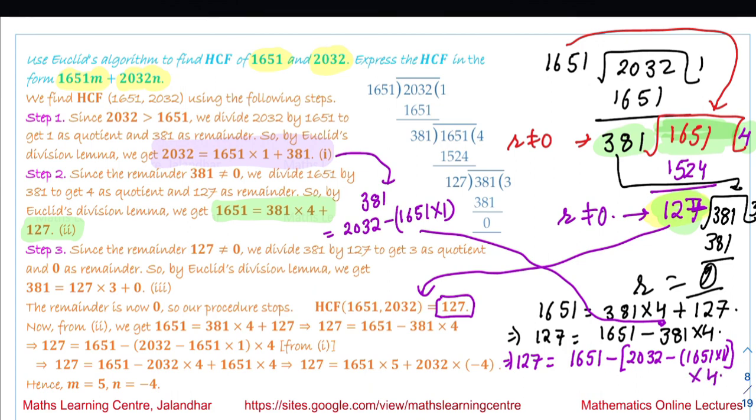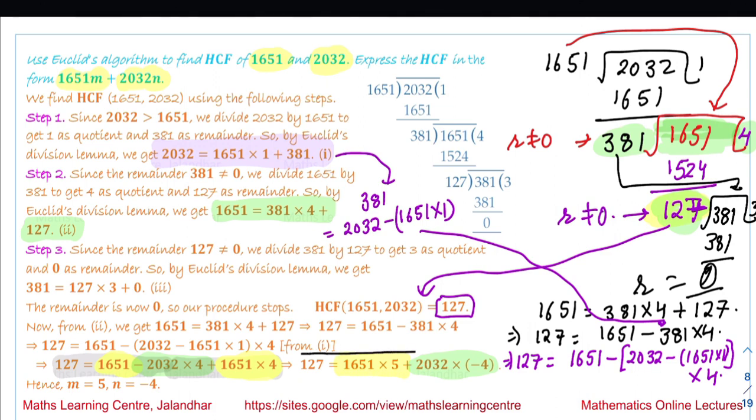When we open all these brackets, we get 127 equal to 1651 minus 2032 into 4 plus 1651 into 4. Now look at these two values, it is 1651 and 1651 into 4. When we combine these, we get 1651 into 5. And the remaining value is 2032 into minus 4.